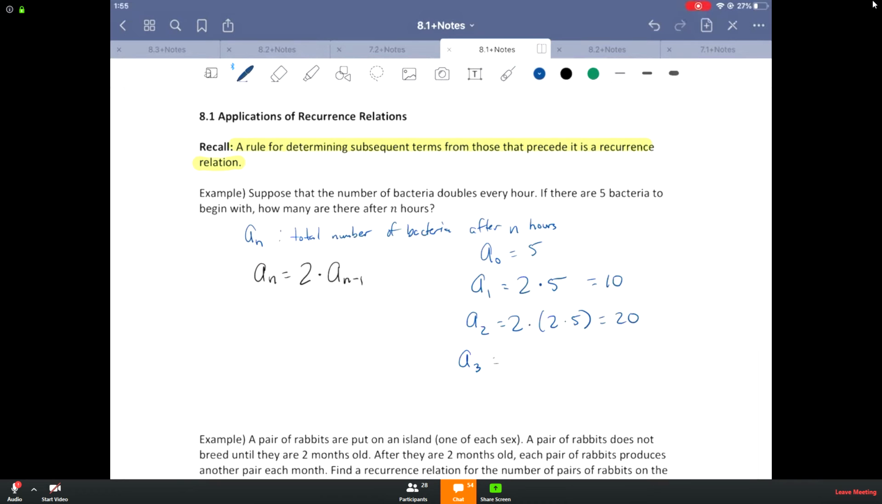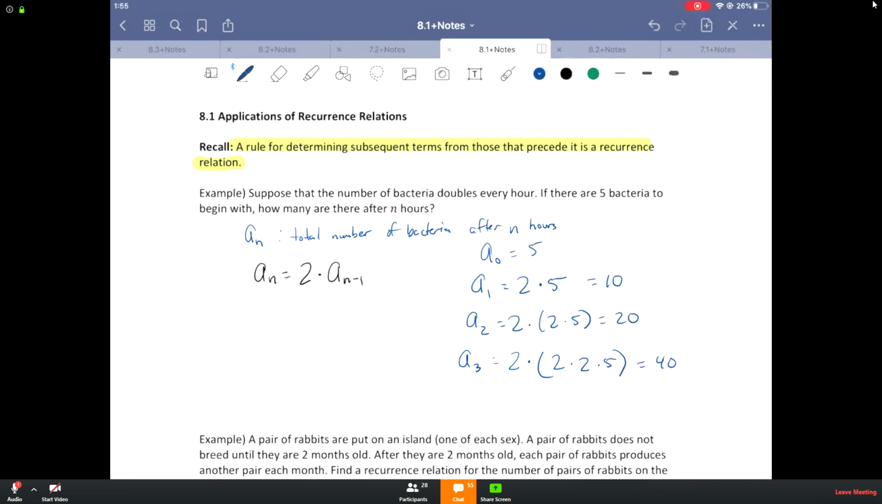After the third hour, we get 2 times, what did we have the hour before? Well, we had 20. But again, you're not going to be able to see it if you write 20. So let's write out all of this, which was the 20. So 2 times 2 times 5, which is 40.